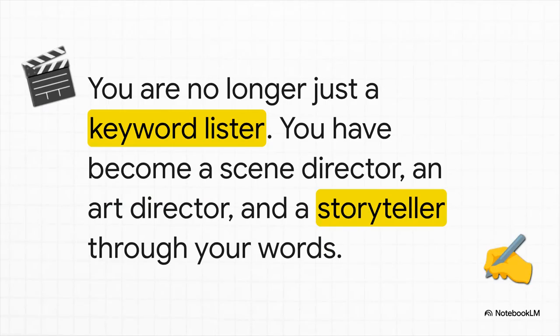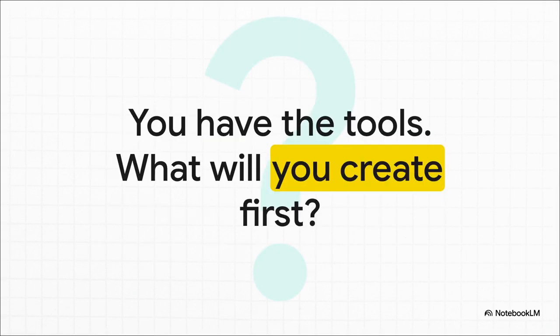So really, the key takeaway from all of this is that you've leveled up. You've gone from just being a person listing keywords and kind of hoping for the best to becoming a true scene director. You're the art director, you're the photographer, you're the storyteller, and you're doing it all just with the power of your words. So there you have it. You've got the tools, you've got the recipes and the secret rules for creating some truly incredible, specific and intentional AI images. The only question left is, what are you going to create first?